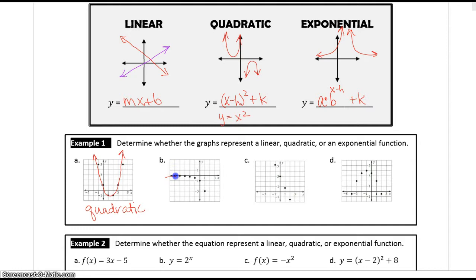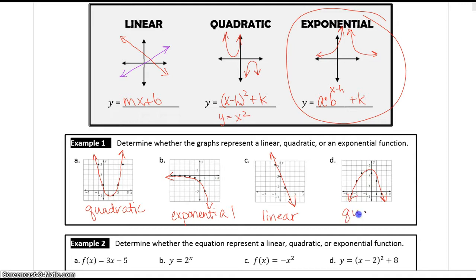B, if we connect the dots, is a smooth curve, and as I said, these exponentials can still be reflected below the x-axis, so this is going to be an exponential that is just reflected. C, if we connect the dots, we see that it's just a straight line, so this is a linear function. And D, we see is a parabola. It's just opening down, but it's still a quadratic.